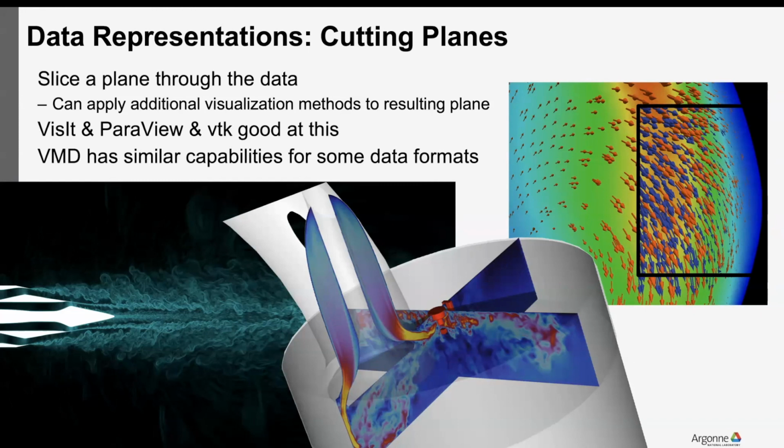right? And generally this is something that's grid-based. So if you have particle data, that slice is not generally going to work for that. But if you have something that's on either a regular or unstructured grid, you cut a plane through it, and then you apply a color table essentially to some scalar field that's on that, or vector field that's on that plane. So here are just a few examples. VisIt and ParaView, VTK, all very good at this. VMD, which I mentioned is more of a molecular dynamics tool, has some similar capabilities for some data formats.